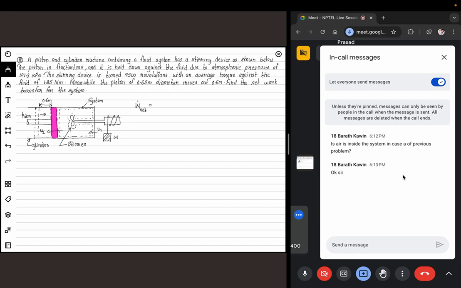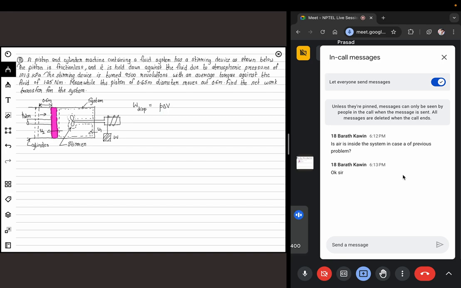Which process? Can I consider this to be an isobaric process? Is the pressure constant? The piston is frictionless, and again you assume the process is slow. So the atmospheric pressure is the only pressure acting here. So you can consider this to be an isobaric process, right? If you consider this to be an isobaric process, what is the work done? P times delta V. I'll just write displacement work. Displacement work, P times delta V.